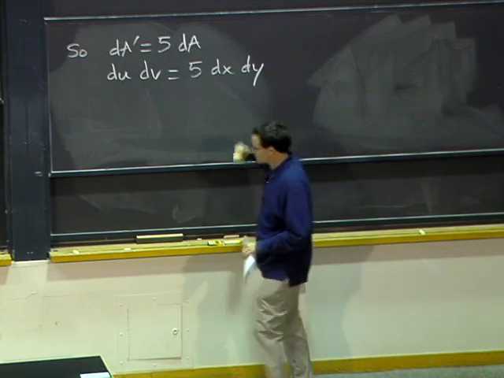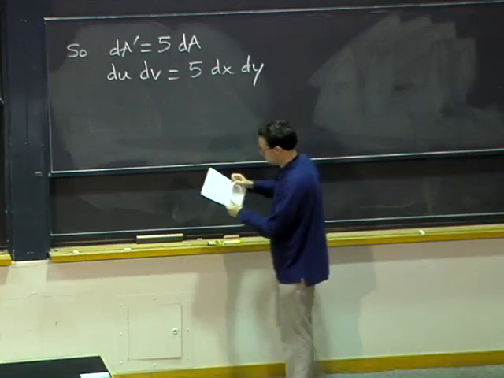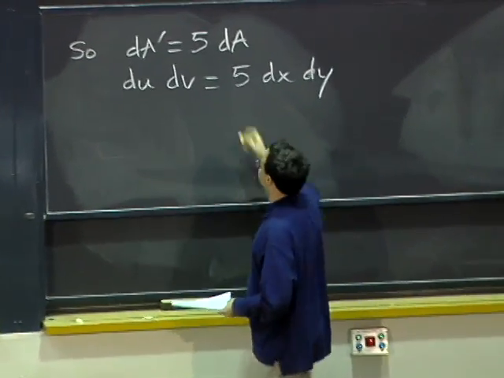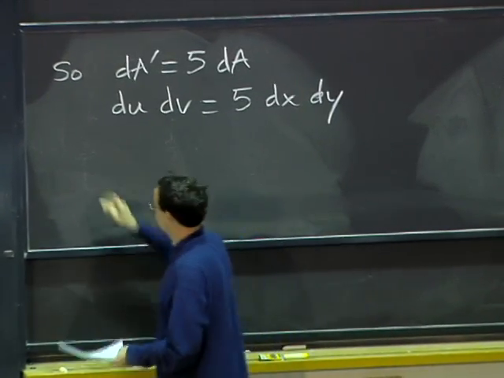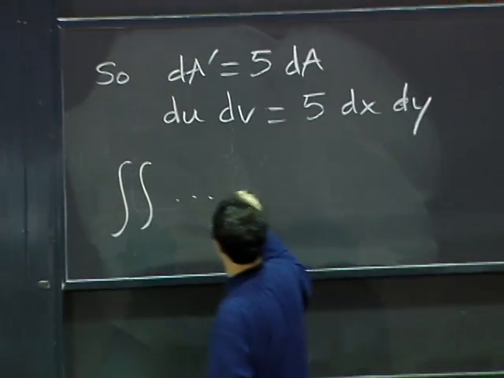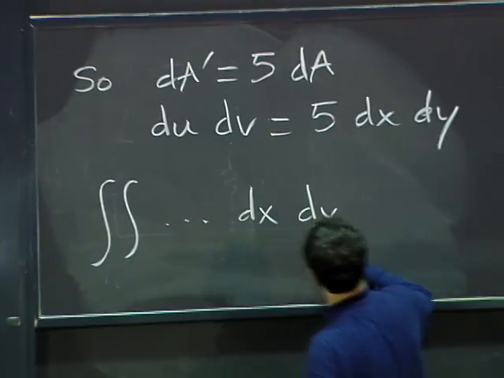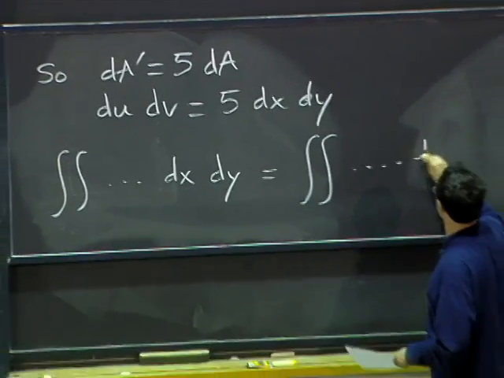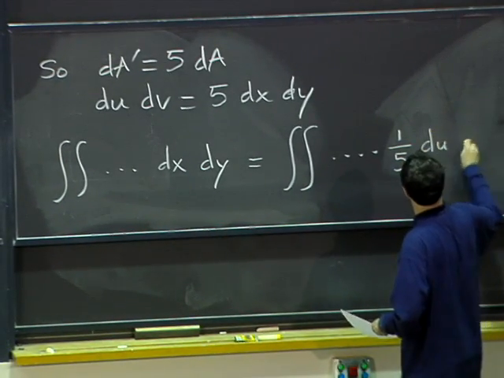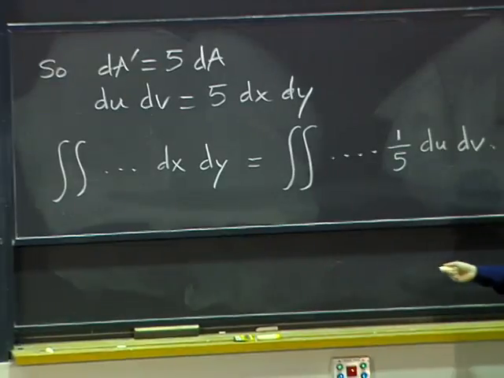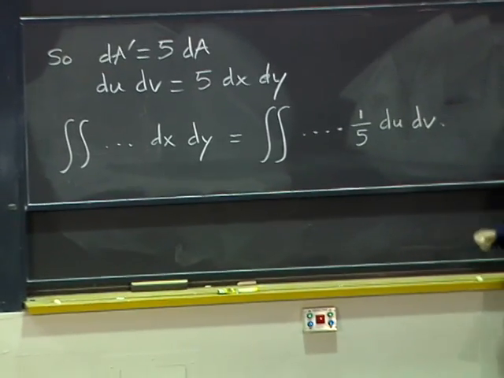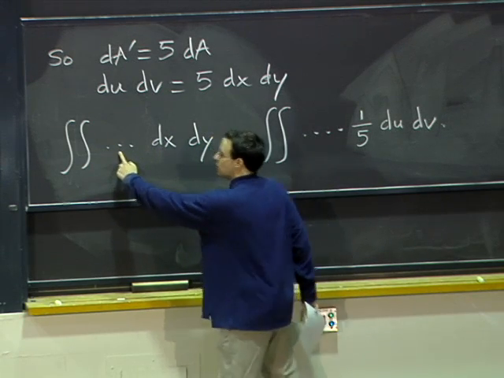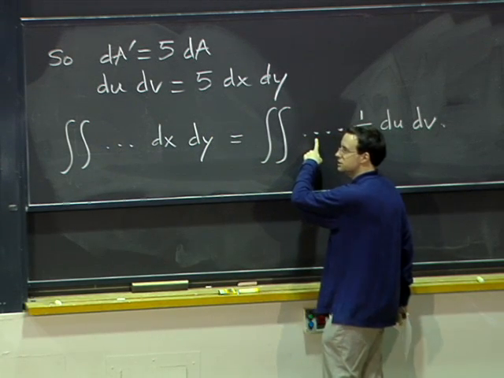So, yeah, we've said our transformation multiplies areas by 5. And so du dv is 5 times dx dy. So if I'm integrating some function dx dy, then when I switch to UV coordinates, I will have to replace that by 1/5 du dv. Okay? And of course, here my function would probably involve x and y. I will replace them by u's and v's.